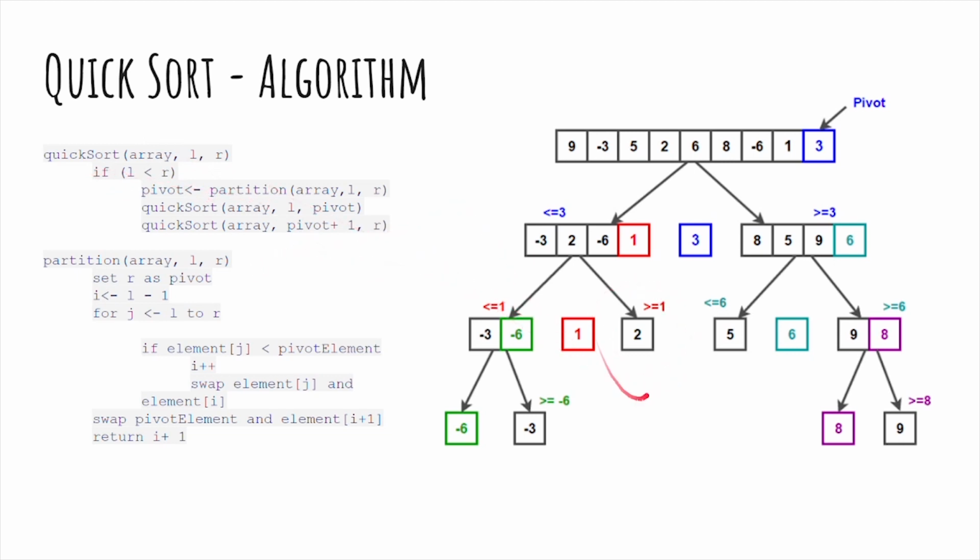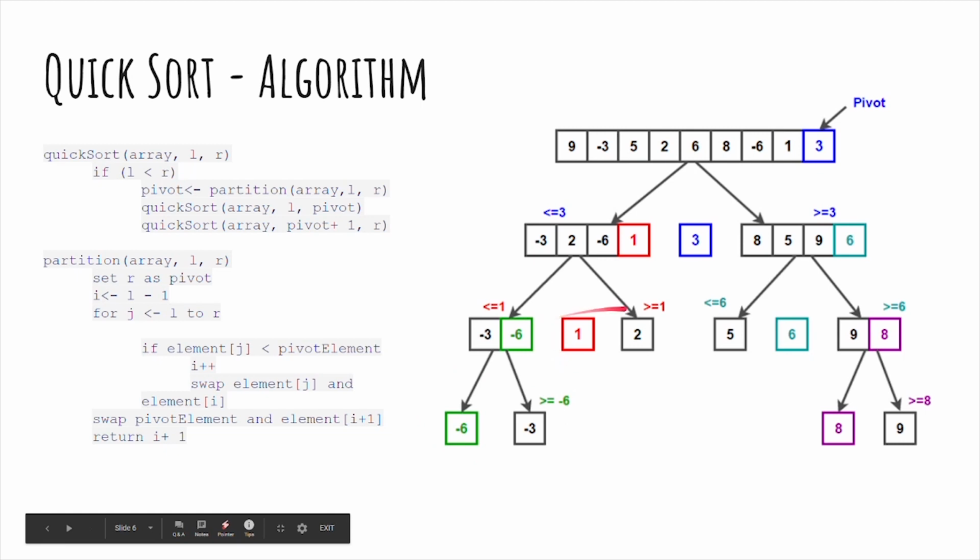Now when we reach a subpart where there is only one element, L will be equal to R, right? So if it reaches quicksort, L will be equal to R and this if statement will not be executed, so it will stop there, and in the end we get this sorted array: minus 3, 1, 2, 5, 6, 8 and 9. So this is how quicksort works.